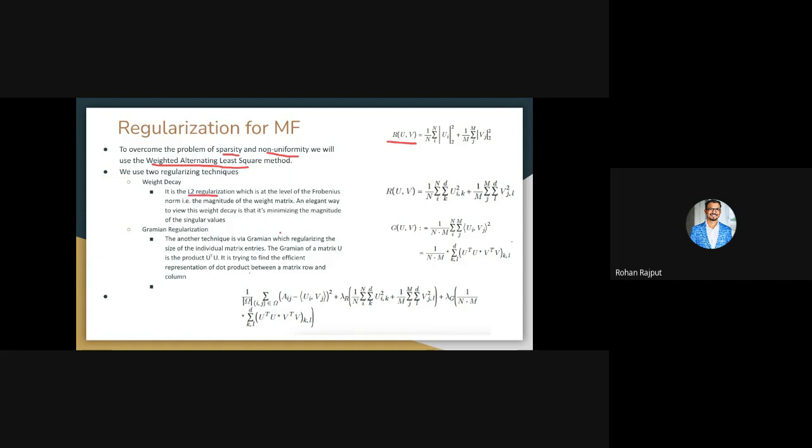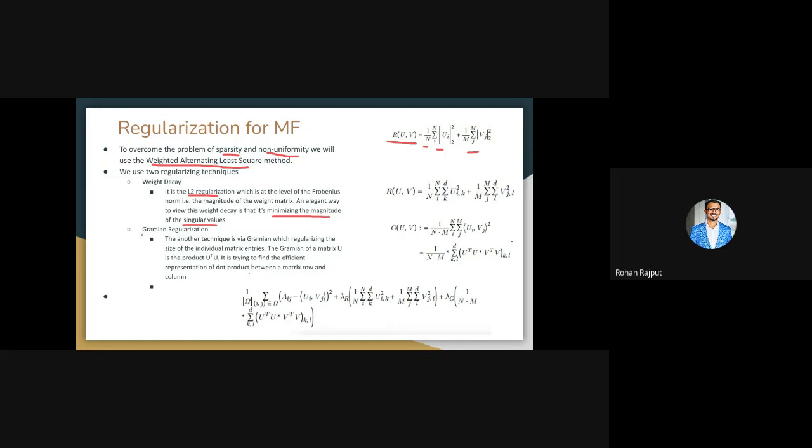What we are trying to do is add these two terms, which are normalized by their number of incidents. This is the weighted one, where we introduce the L2 term for both u_i and v_i. The elegant way to see it is that we are trying to minimize the magnitude of the singular values, as we have seen.